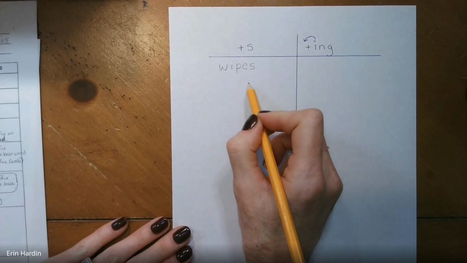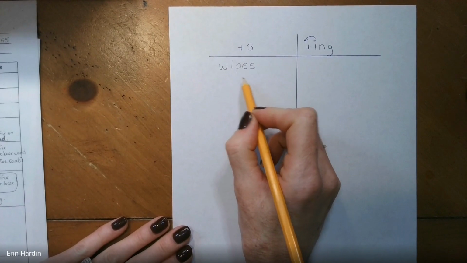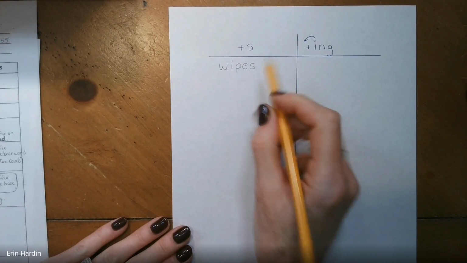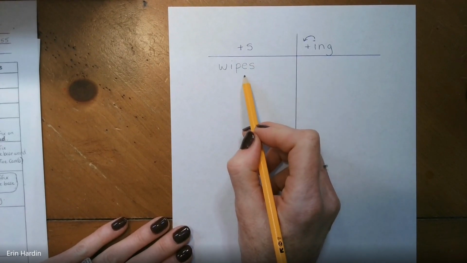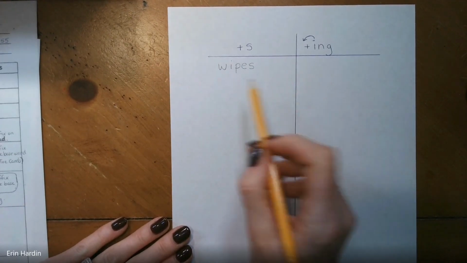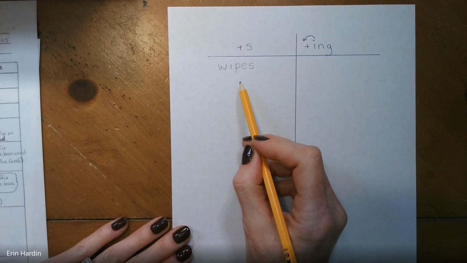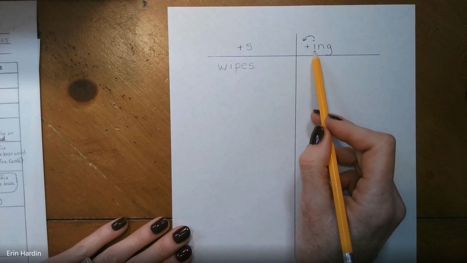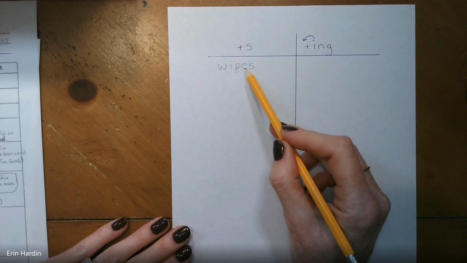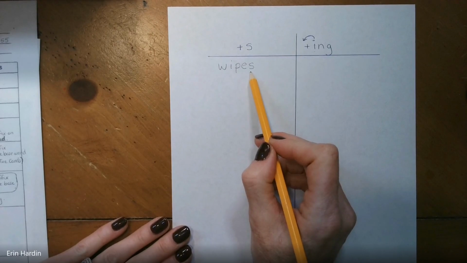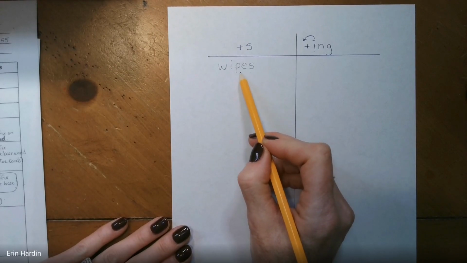This is a previously taught skill. We've done work with vowel consonant E with adding S. So this is not a new skill, but I'm including it here because we're talking about this rule. Because I starts with a vowel, we would drop the E. And S does not start with a vowel, so we don't drop the E here.